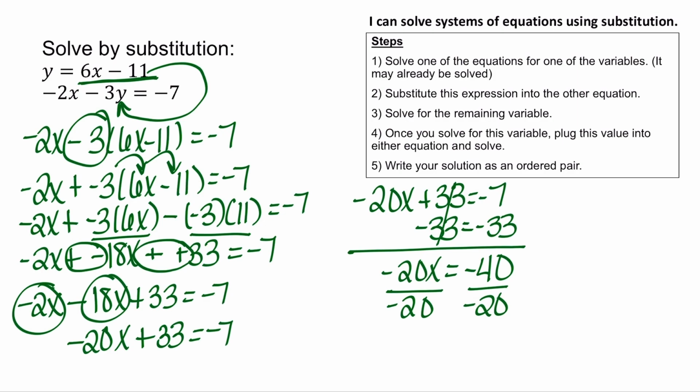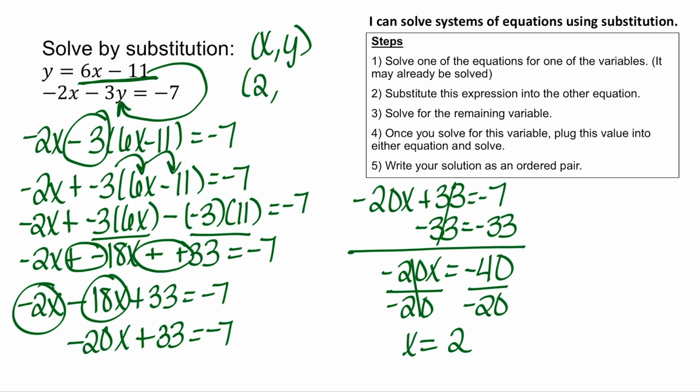When I do that, on the left side, the negative 20 and negative 20 will cancel. So I have x equals negative 40 divided by negative 20, which is 2. Remember, once again, I've only solved for half of my system so far because I need an x value and I need a y value.